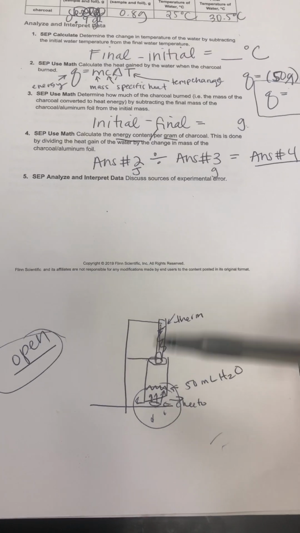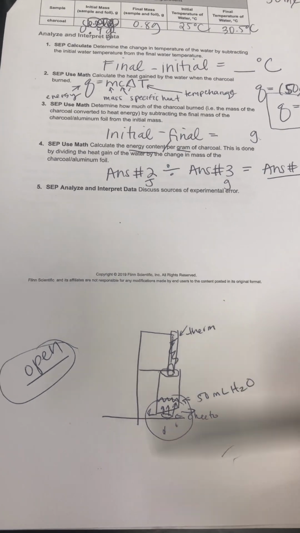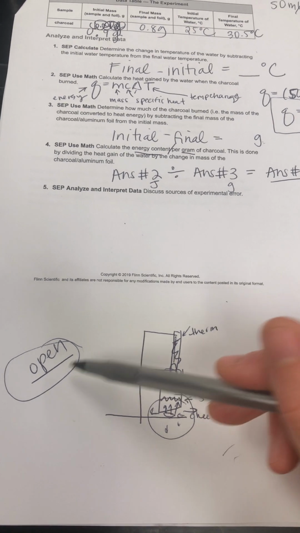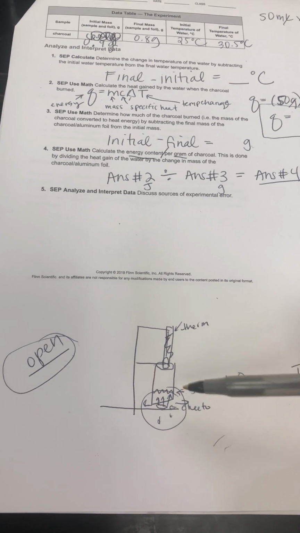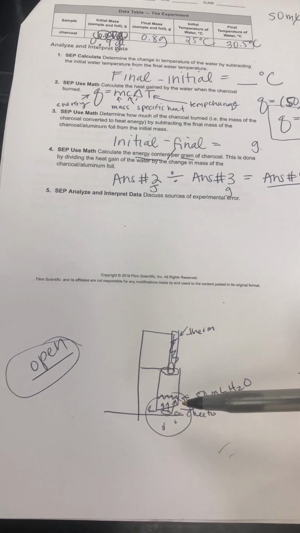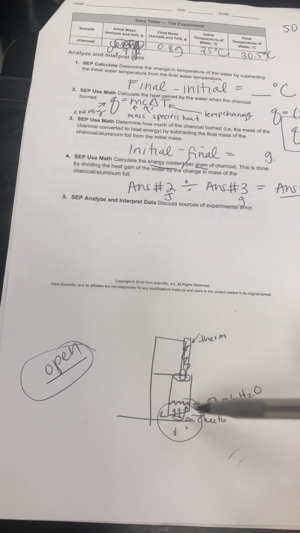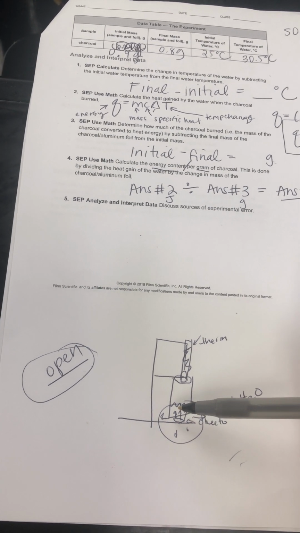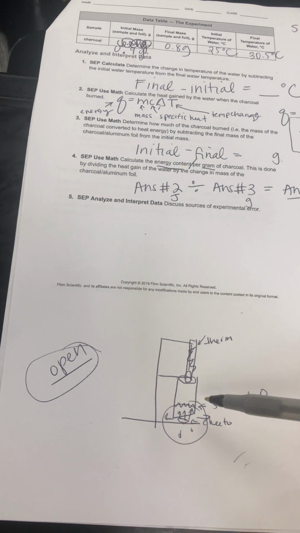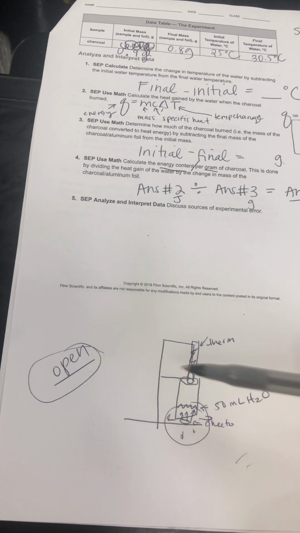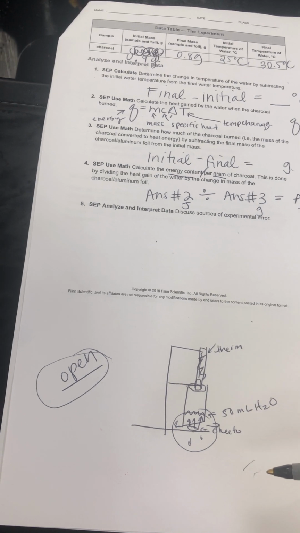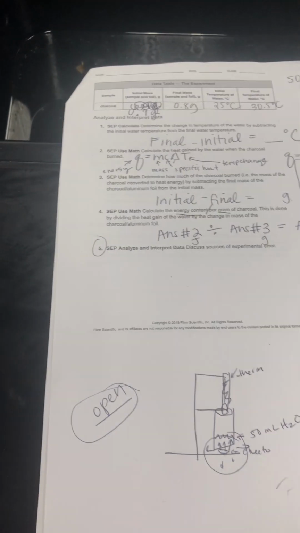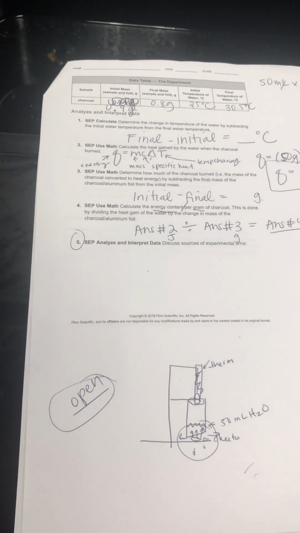But again, for experimental errors, because you guys didn't do the lab in class, it's going to be the fact that it's an open system. There are ways we could make our system less open. We could maybe cover this area and make it more closed off in some way. But again, if it's an open system, you're losing energy to the surroundings. And that should be your answer to number 5. Okay? Let me know if you have questions on Teams.